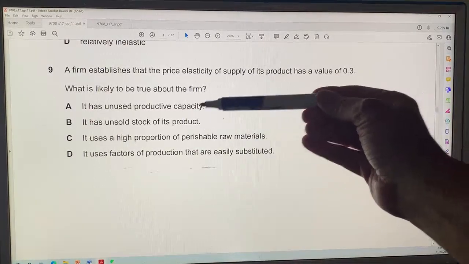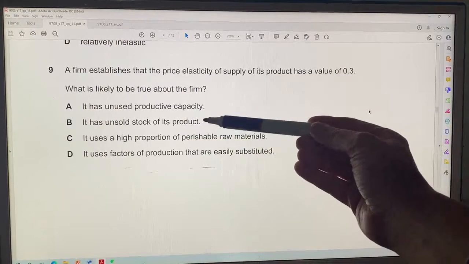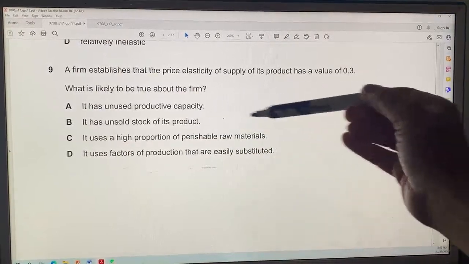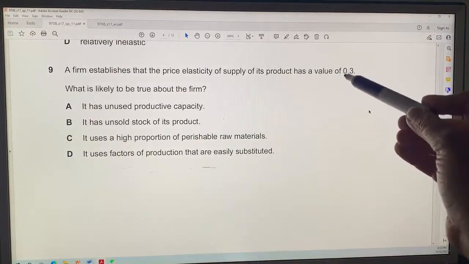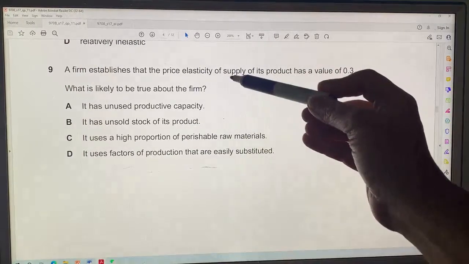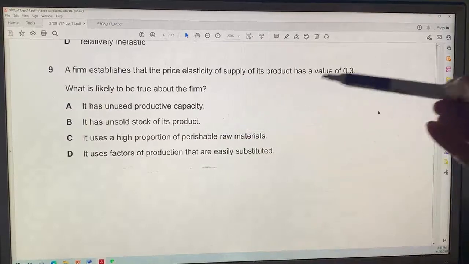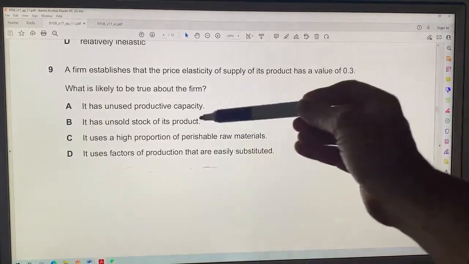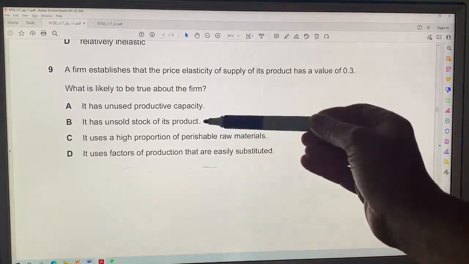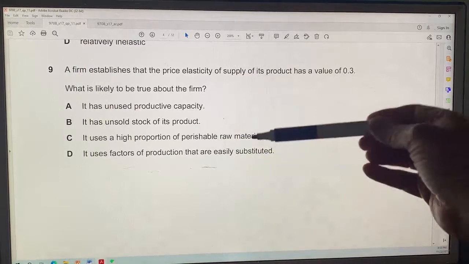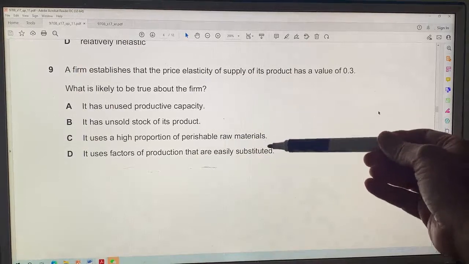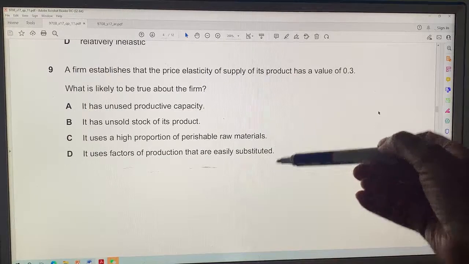B says it has unsold stock of its product. No, that would be an elastic supply. If you have unsold stock and the price increases, you sell the unsold stock. So not B. C says it uses a high proportion of perishable raw materials.